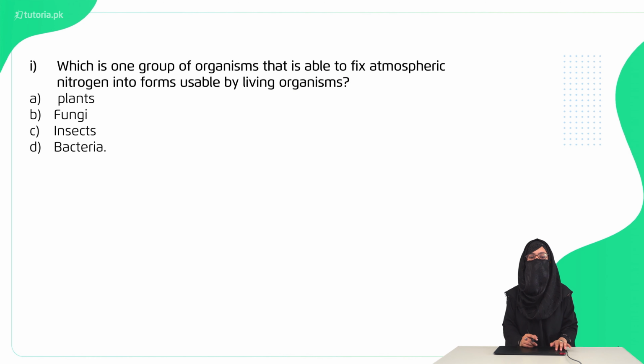So the first MCQ is, which one group of organisms is able to fix atmospheric nitrogen in a form usable by living organisms? The first option is plants, then we have fungi, insects, and bacteria. The right option is option D, bacteria.